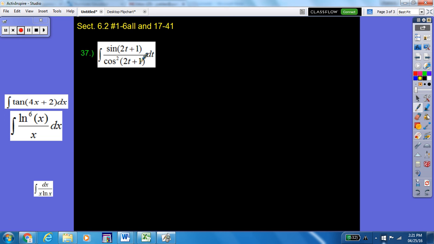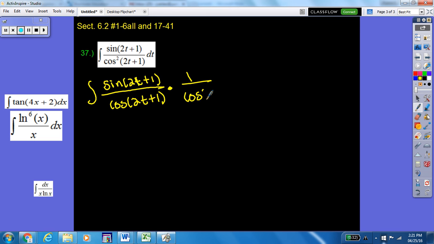would work. But another thing that you can do to kind of shortcut it a little bit is realize that you can change this into the integral of sine of 2t, and this is a shortcut, 2t plus 1 over cosine, 2t plus 1 times 1 over cosine.